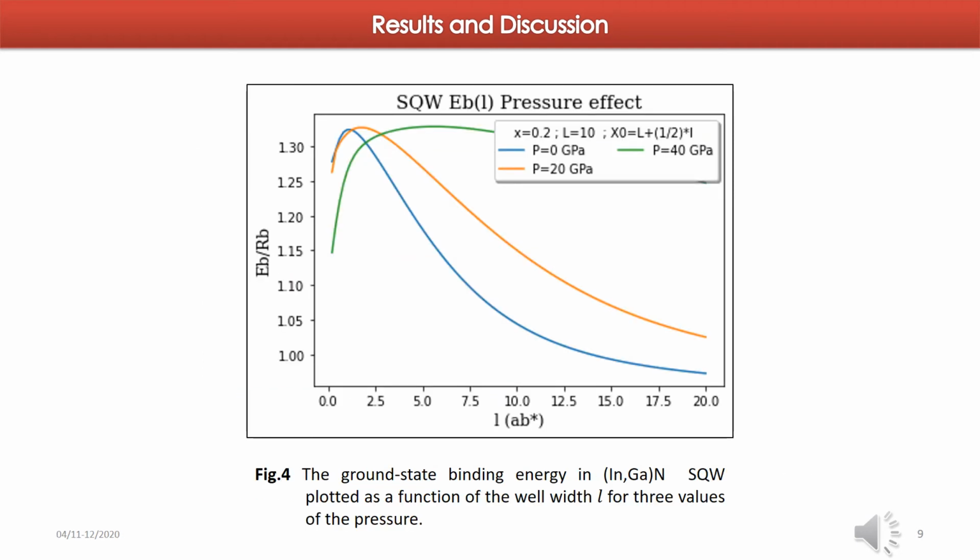In Figure 4, we plotted the ground state binding energy in the InGaN simple quantum well as a function of the well width for three values of the pressure. First, we can see that the binding energy decreases versus the well width, finally converging to the bulk limit. As the well width diminishes, the wave function starts to feel the presence of the potential barrier and its 3D character goes to 2D behavior, which leads to an increase of the binding energy. And we can see that there is a maximum for a critical value of the well width. Also, for the pressure effect, we can see that the increase in pressure increases the binding energy.